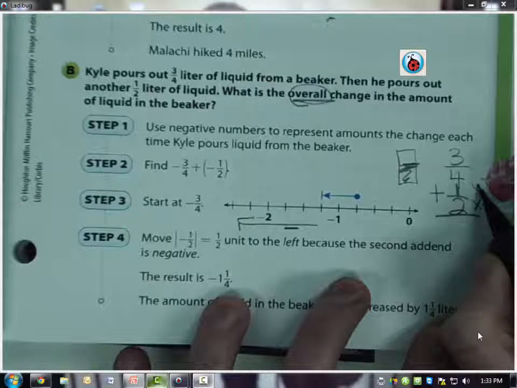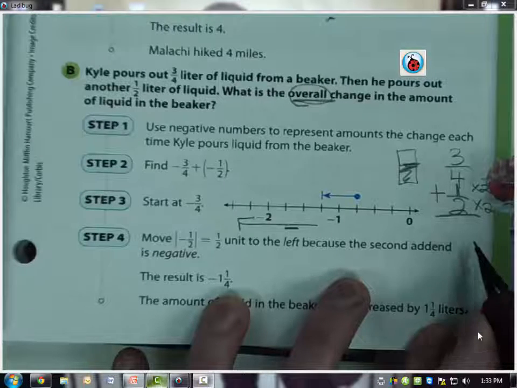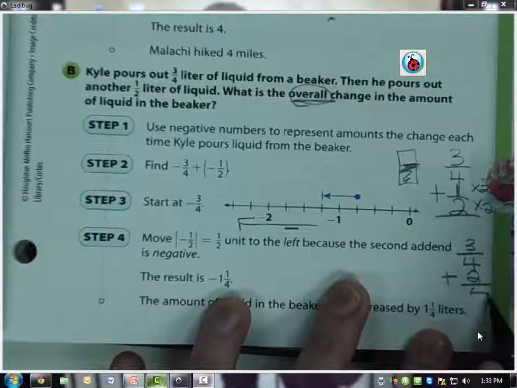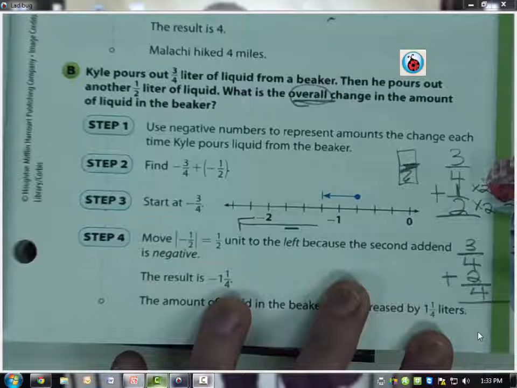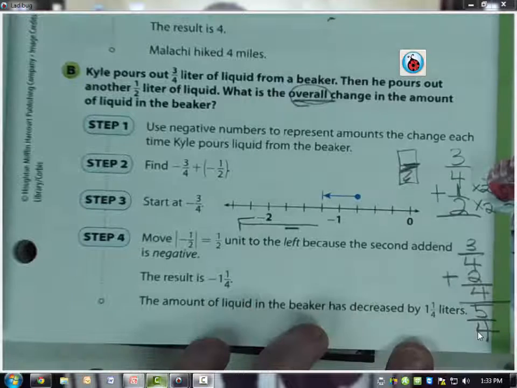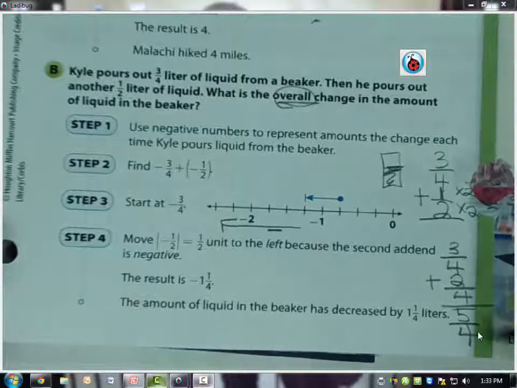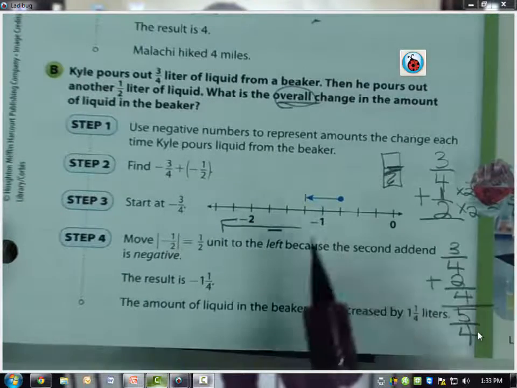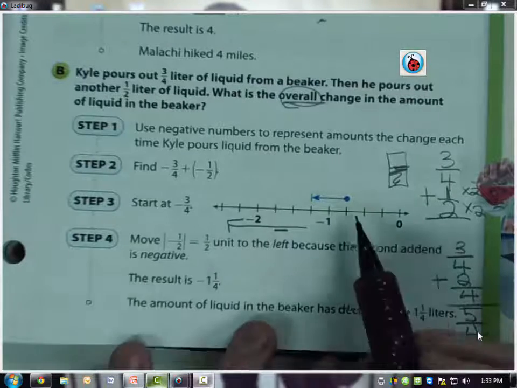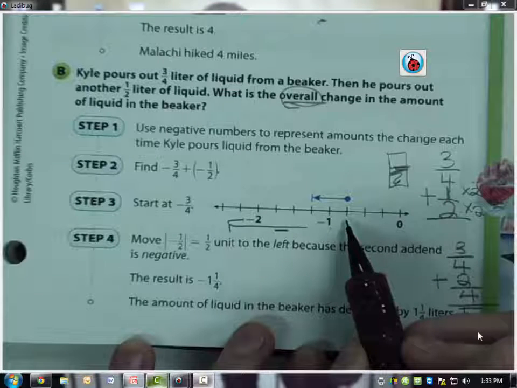Okay, so then we have 2 over 4. So 3/4 plus 2/4 is going to equal 5/4. What kind of fraction is this? Right? It's going to be improper. So then once we get there, it's going to be 1 1/4. Now your number line here, we started out at negative 3/4, and then we moved over a half.